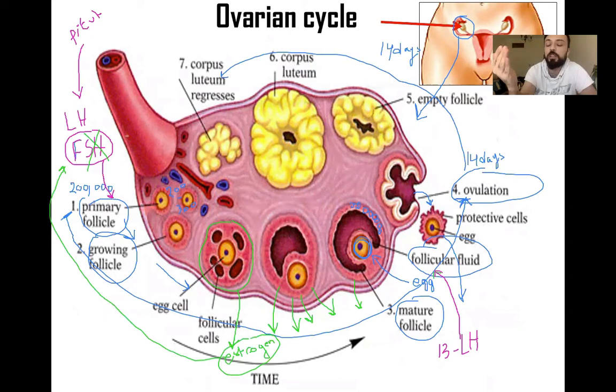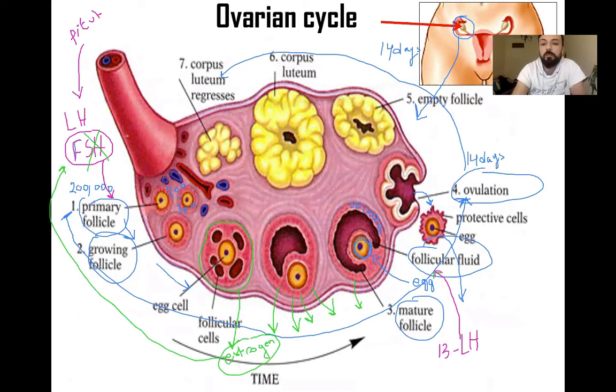When does the level of this hormone rise to the maximum? As we reach day 13 or 14, it reaches its maximum, its peak. This LH hormone stimulates the rupture of the follicle, causing the release of the egg into the fallopian tube, causing what we call ovulation.